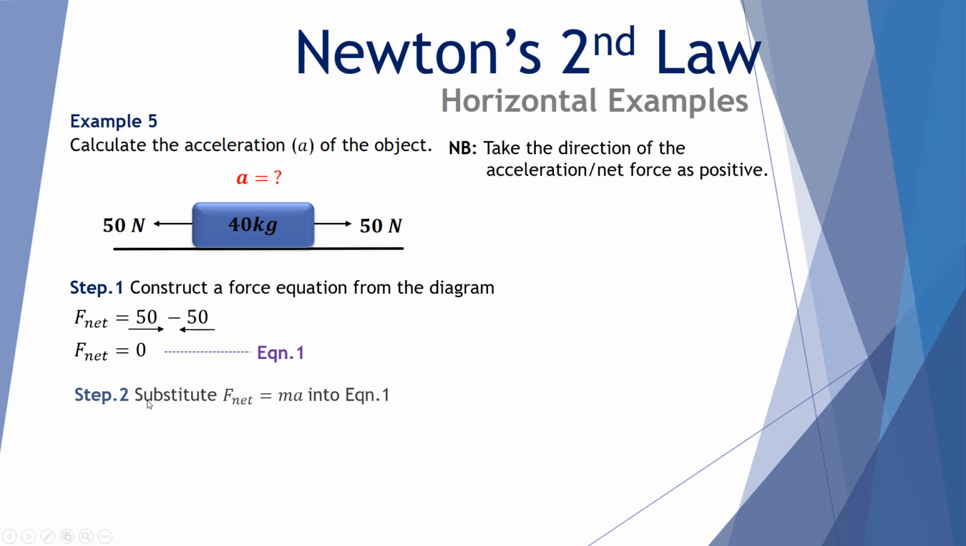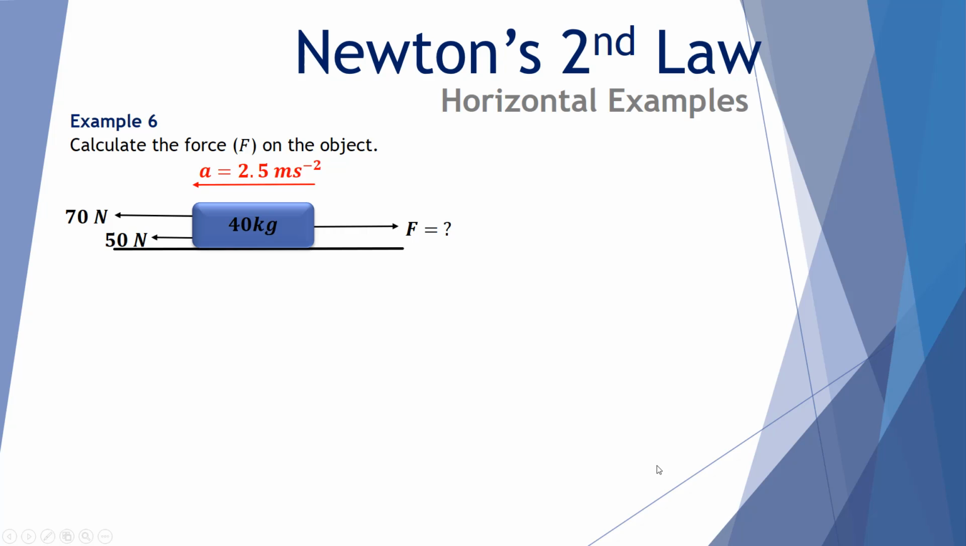That's equation 1. Let's substitute in F net equals ma. Ma equals 0. Mass of 40, A is unknown, and the net force is 0. This results in an acceleration of 0 meters per second per second. Looking at this diagram, we can see clearly that if the force to the left is 50 newtons and the force to the right is 50 newtons, they will cancel each other out with a net force of 0, therefore the acceleration has to be 0.